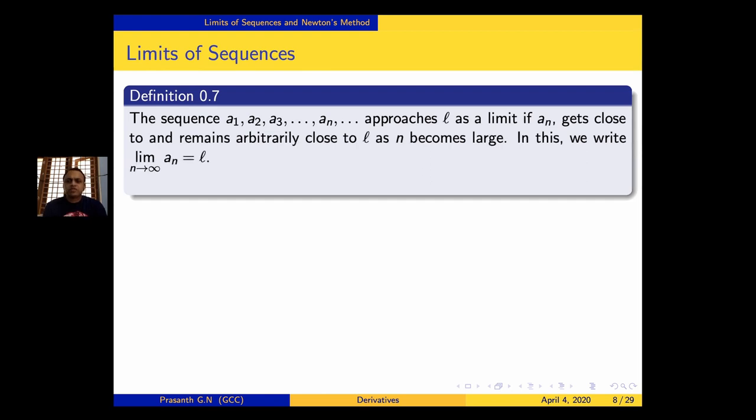We will define a sequence. A sequence a1, a2, a3, etc. approaches L as a limit if an gets close to, and remains arbitrarily close to, L as n becomes larger. What do you mean by close to? That means the distance between an and L becomes lesser and lesser as n becomes larger and larger. In this case, we write the limit as n tends to infinity of an is equal to L.